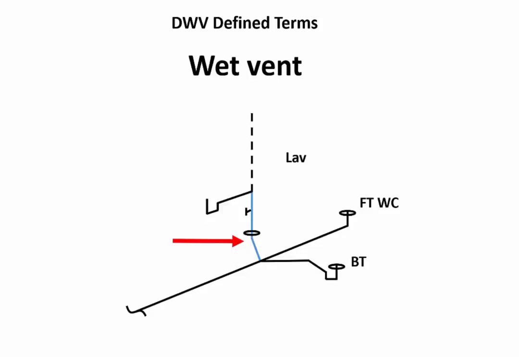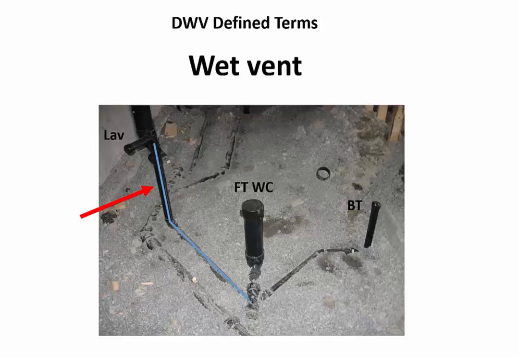A wet vent is a soiler waste pipe that acts as a vent for 1 or more fixtures, so it's both a drain and a vent. Wet vents that serve water closets must be a minimum 2-inch in size, and all wet vents are sized correctly from Table 2581. This picture shows an underslab installation of a 2-inch fixture drain for a lavatory that is used as a wet vent for an adjacent flush tank water closet and bathtub.